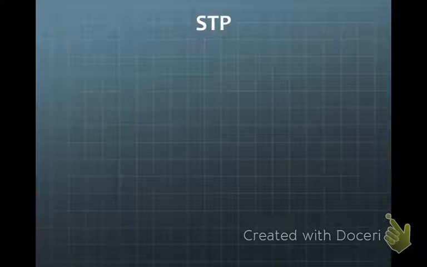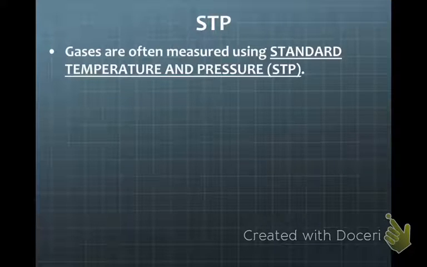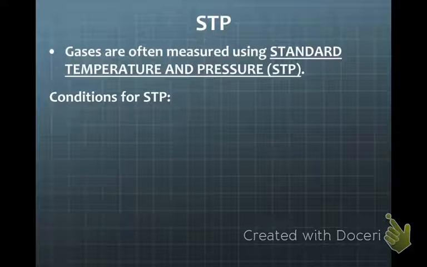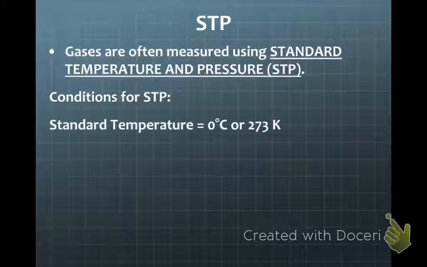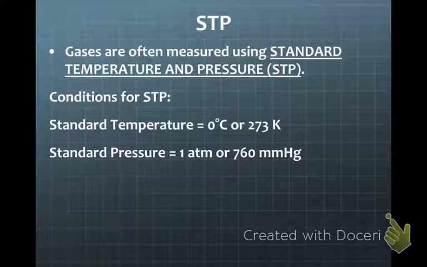You'll be hearing the term STP. What does STP mean? Gases are often measured using STP. It stands for standard temperature and pressure. The conditions for STP: standard temperature is 0 degrees Celsius, which is the same thing as 273 Kelvin. And standard pressure is 1 atm, atmospheric, or 760 mmHg, which is millimeters mercury.